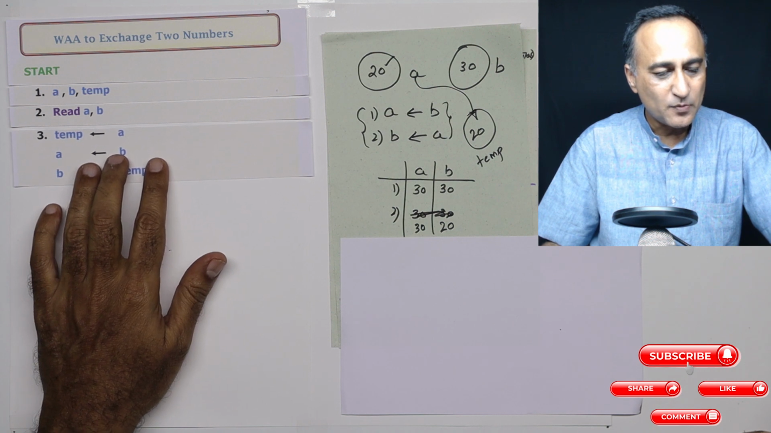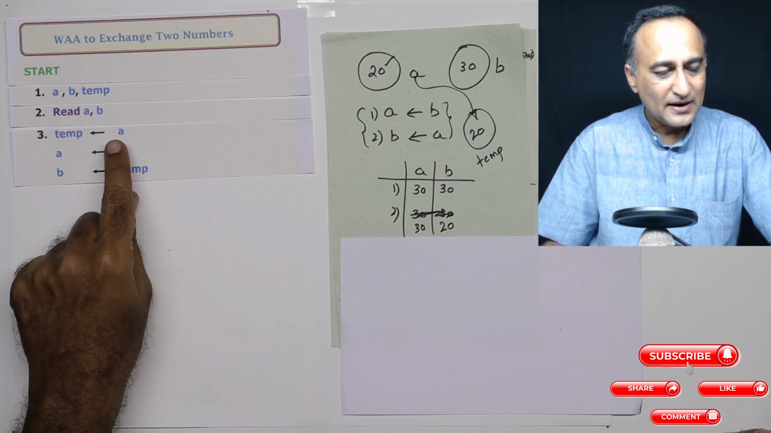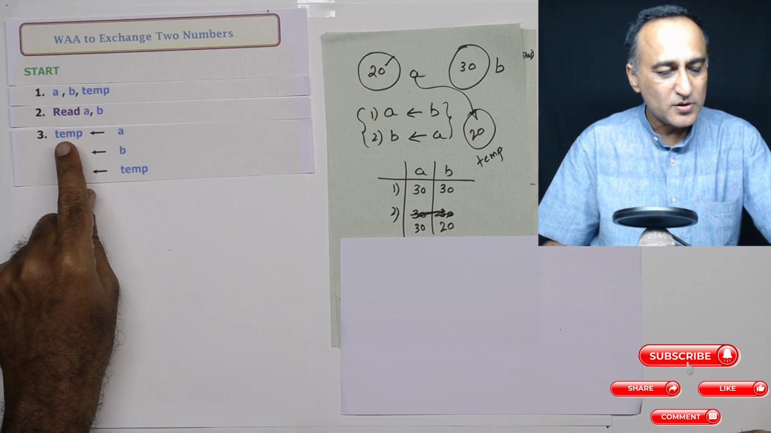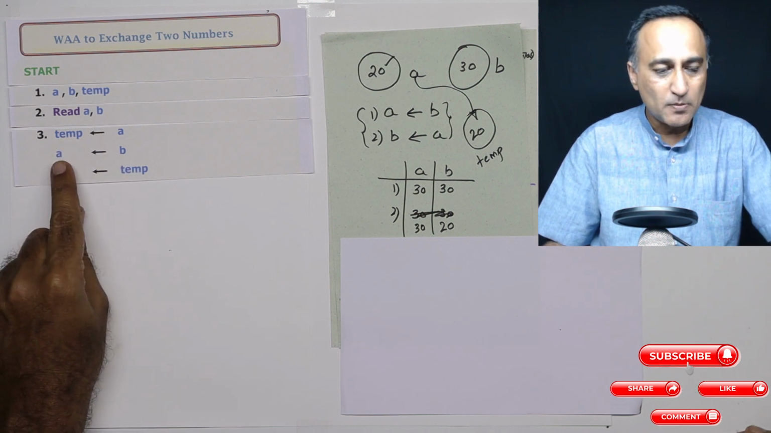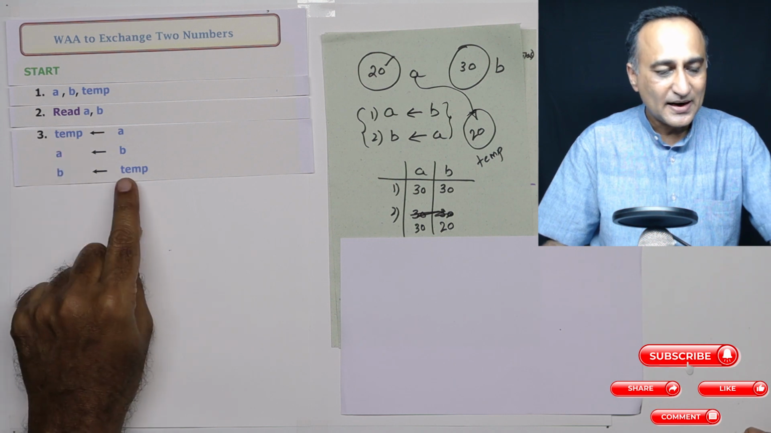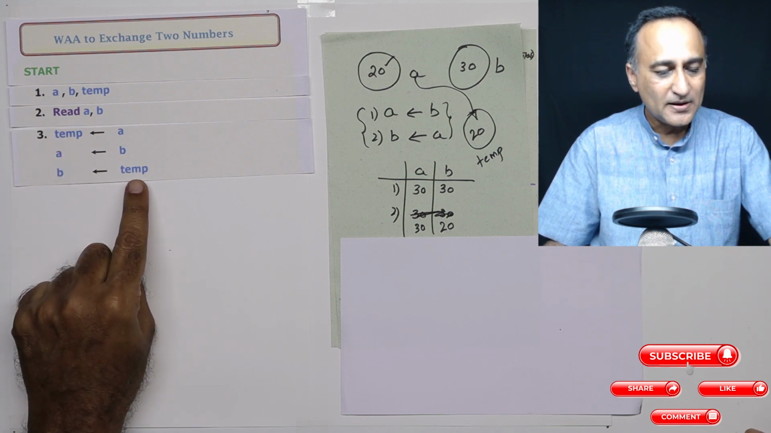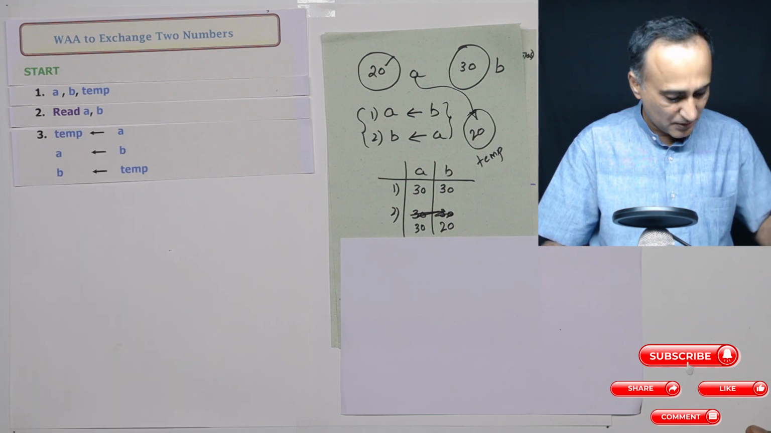So in the third step, A's value is copied over to temp. Then B's value is copied over to A, not a problem because I have a copy in temp. And in the last step, I am copying over the value of temp, which was the original value of A, back into B.